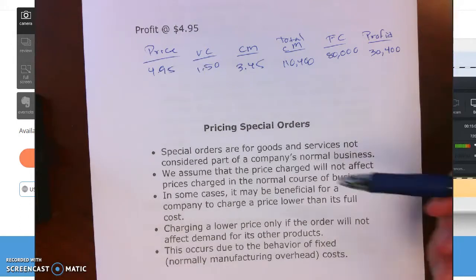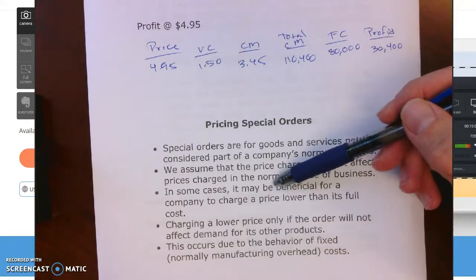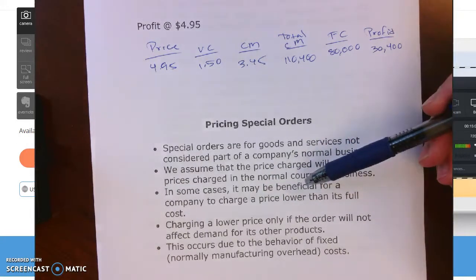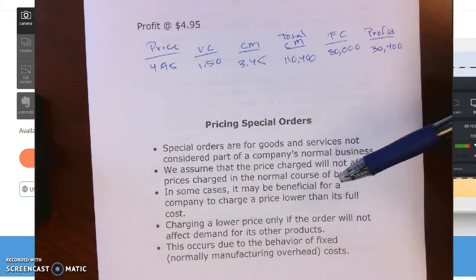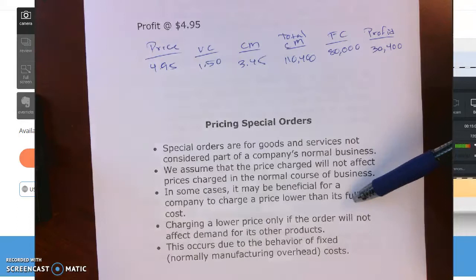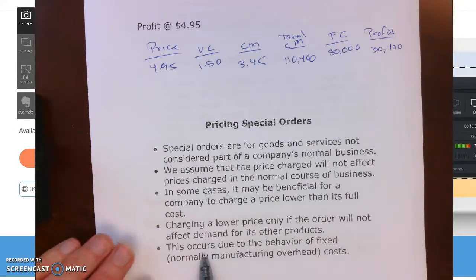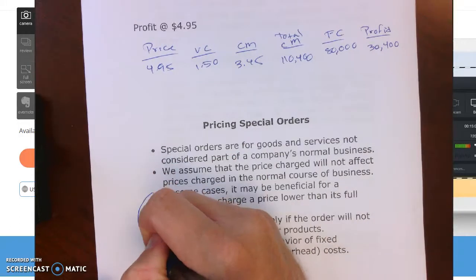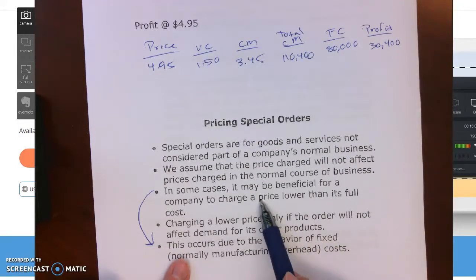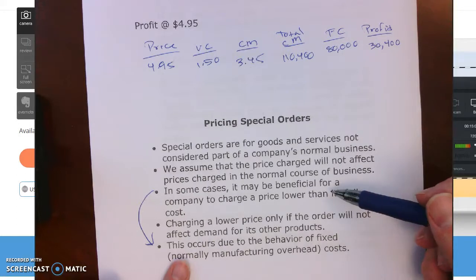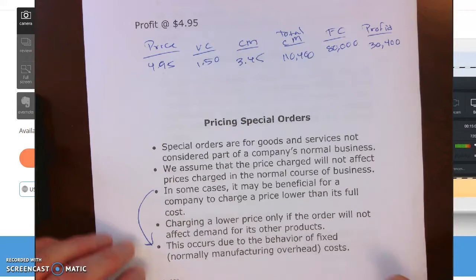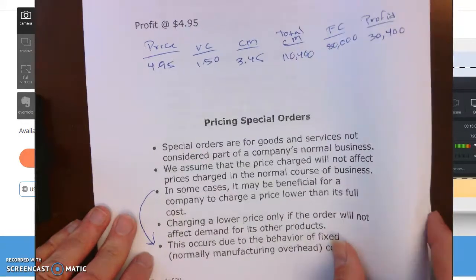Okay, so when we look over here, in some cases, it might be beneficial for that company to charge a lower price than what we would normally charge, and also less than its full cost. And when I'm talking about full cost here, I'm talking about variable costs plus the fixed costs. Now we're saying it might make sense to charge a price lower than the full cost if our fixed costs stay the same. So basically the whole idea is we're going to incur the same amount of fixed costs, regardless of whether or not we take this special order.